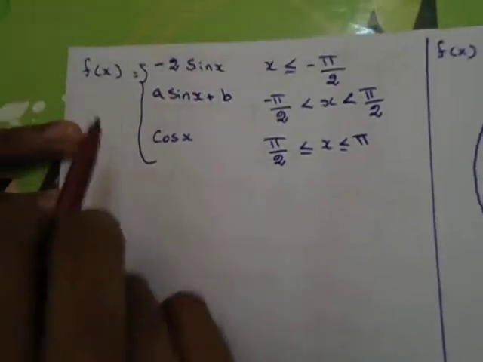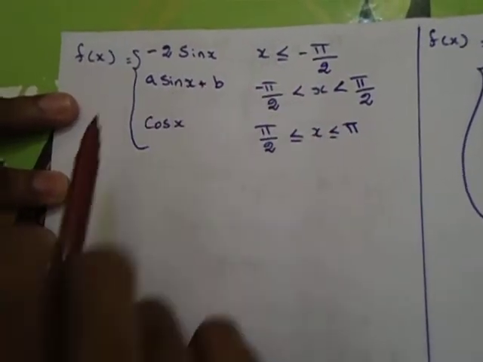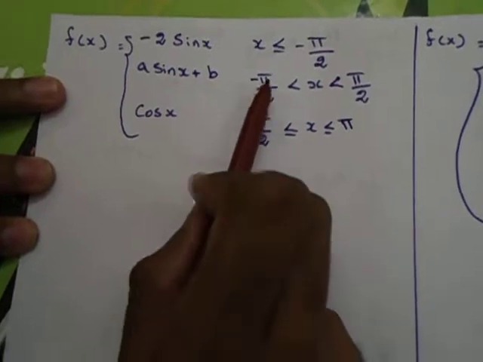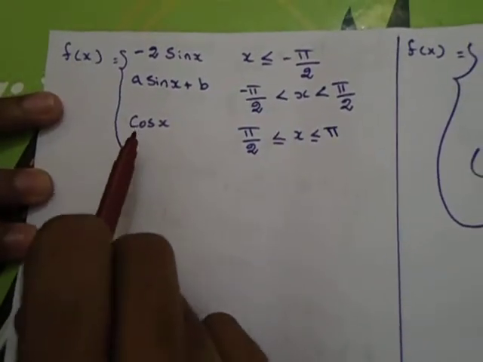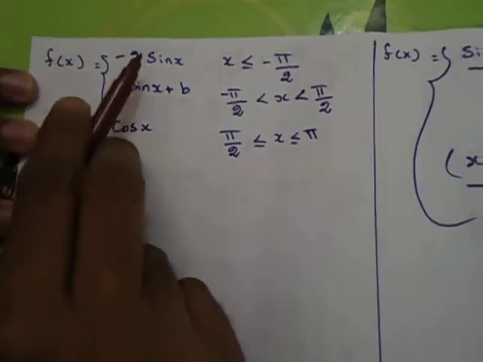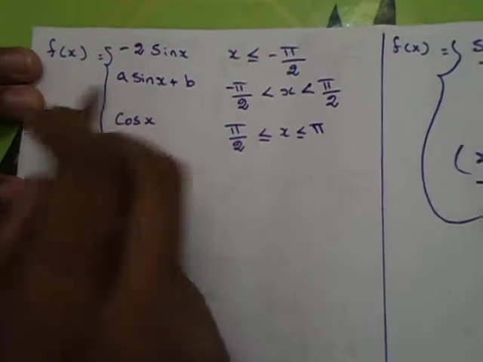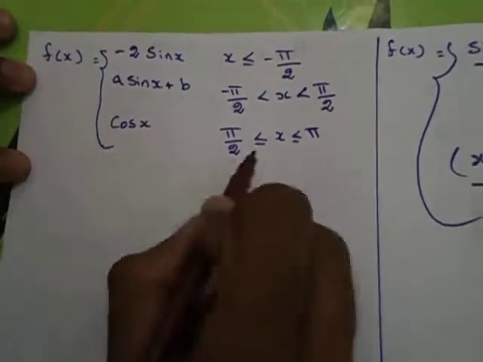In this problem, we have f of x defined as minus 2 sin x when x is less than minus pi by 2, a sin x plus b when it's between minus pi by 2 and pi by 2, and cos x between pi by 2 and pi. In this also we have to find the values of a and b, and the function is given to be continuous.